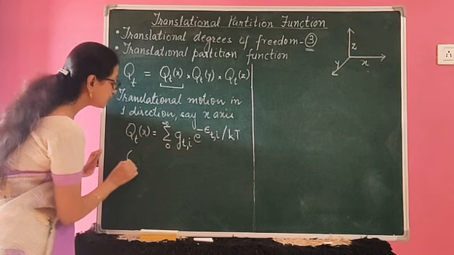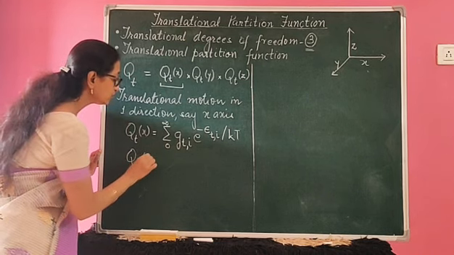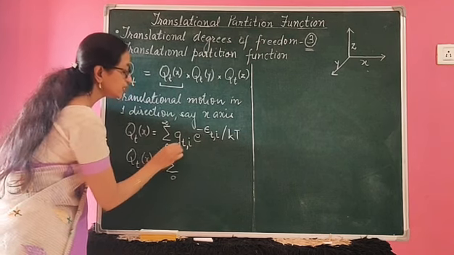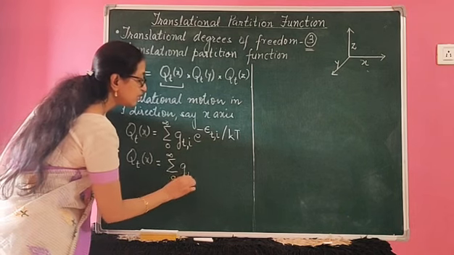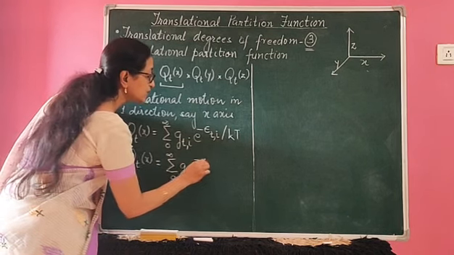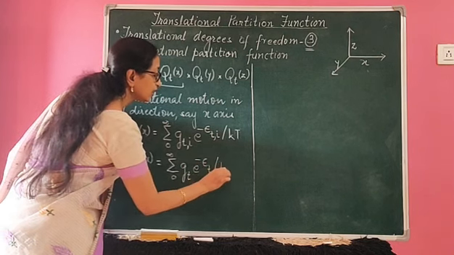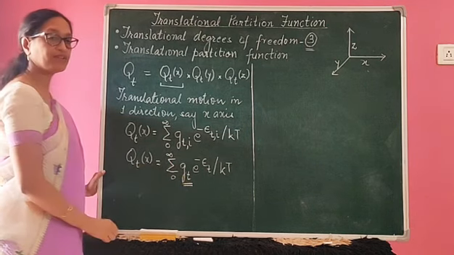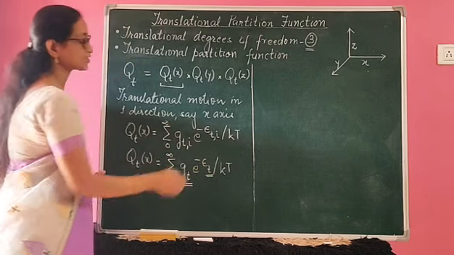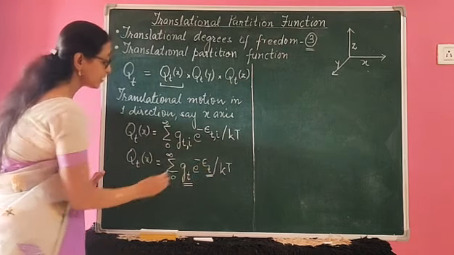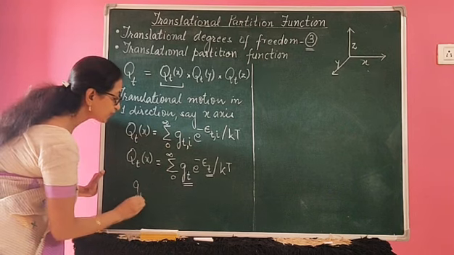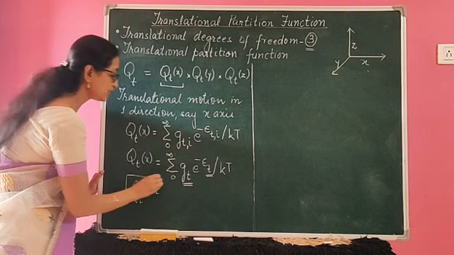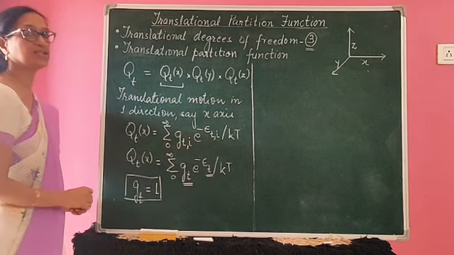Now we can write this in a simplified way. Qtx is equal to summation 0 to infinity. We can drop this i and write gt e to the power minus Et upon kT. Here we require 2 terms. One is the statistical weight factor and another is the translational energy. So let's see what are its value. The statistical weight factor gt is always equal to 1. That means the degeneracy of translational energy level is always 1.